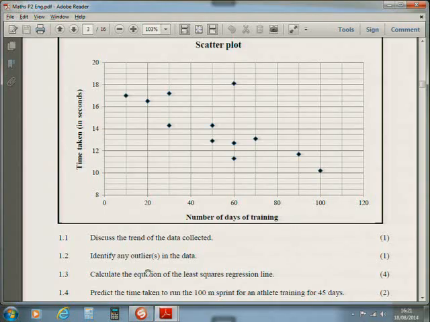I'm sure you are happy with just discussing the trend. It's a one mark thing. And you can see from this table here that when the number of days increases, the time also goes down. It decreases. Thank you very much.